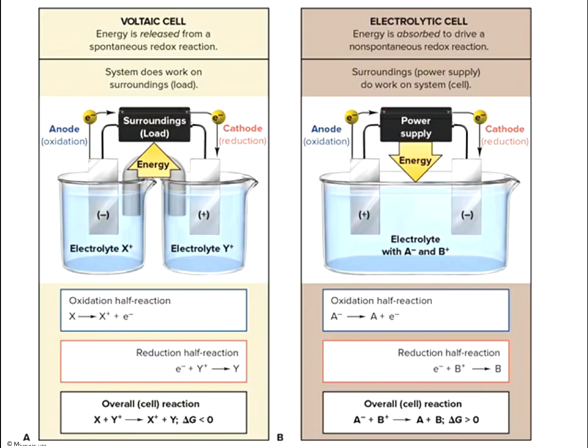Again, we have the oxidation here being A minus going to A plus an electron, and the reduction is E minus plus B plus goes to B. And our overall cell reaction is shown with the positive delta G being non-spontaneous. So voltaic or galvanic is a spontaneous process. Electrolytic is the non-spontaneous process.